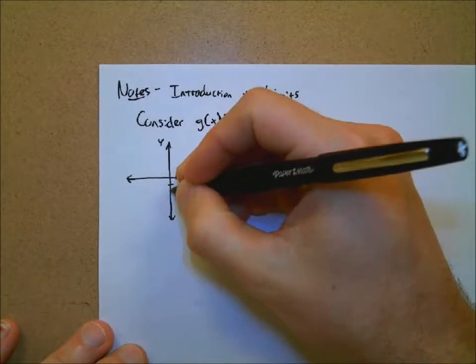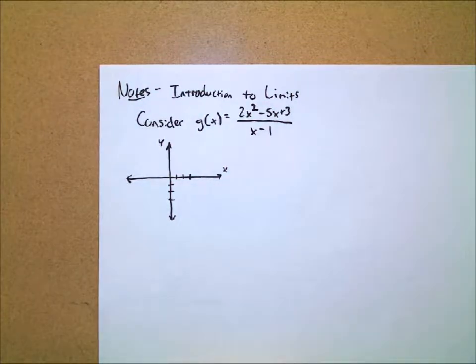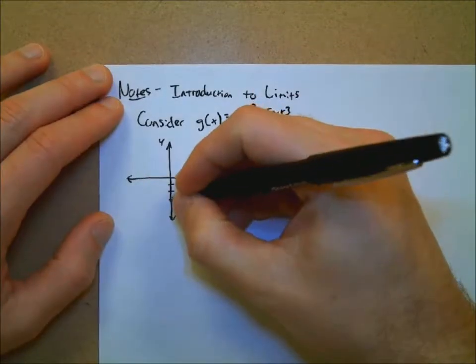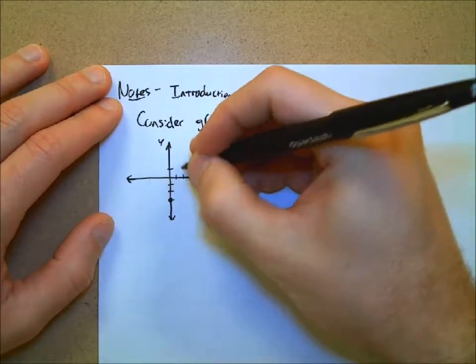All right, so anyway, we're going to graph this thing. Let's see here. It looks like it goes through 0, -3, and hang on, 2, 1. Something like that.